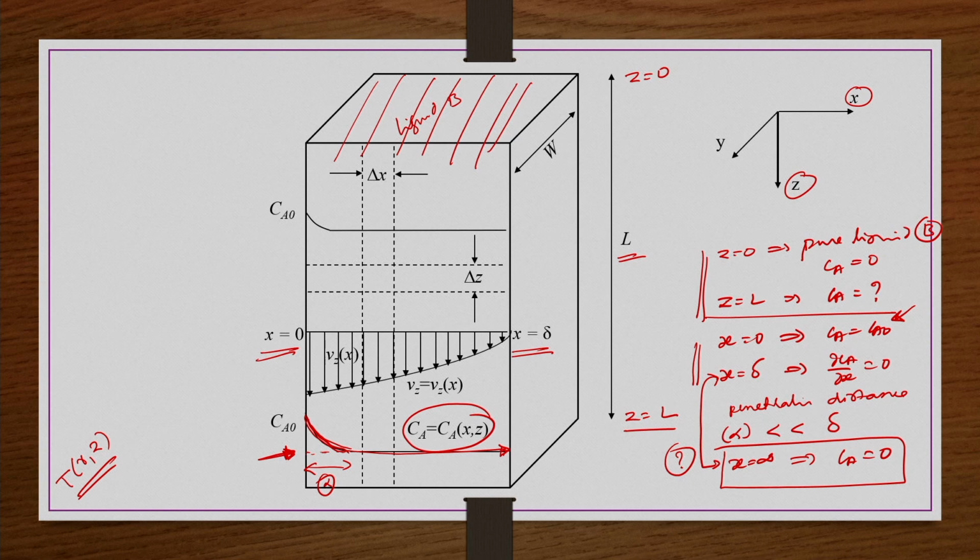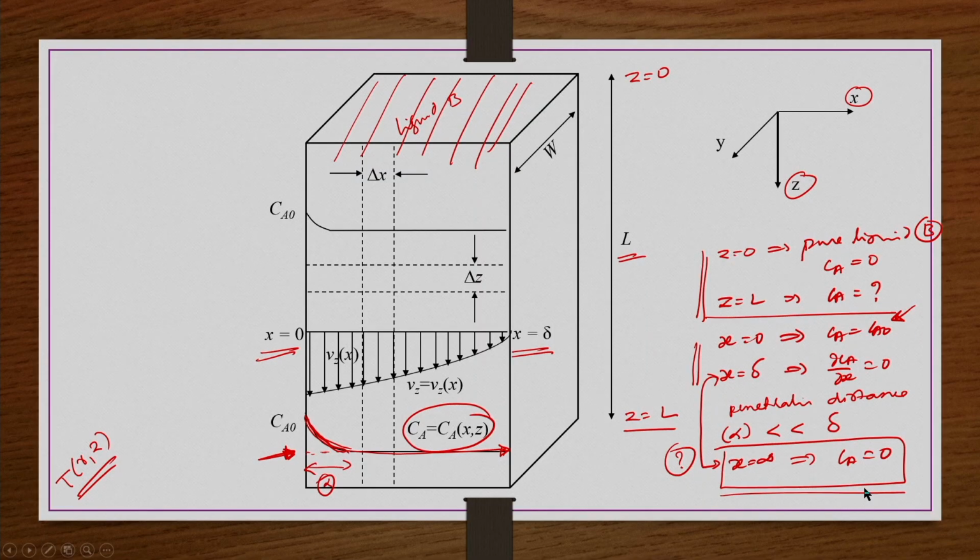From the viewpoint of the gas molecules A, we can say that at x equals infinity, Ca is equal to 0, which is the same as at x equals delta, dou Ca by dou x is 0, because the penetration distance or penetration depth is very small compared to the film thickness. Actually, the film itself is very thin. It's usually a few mm thick. Most polymer industries have this kind of problem.